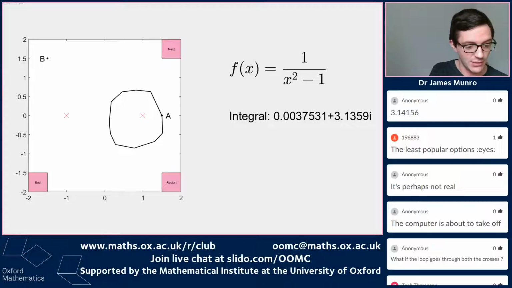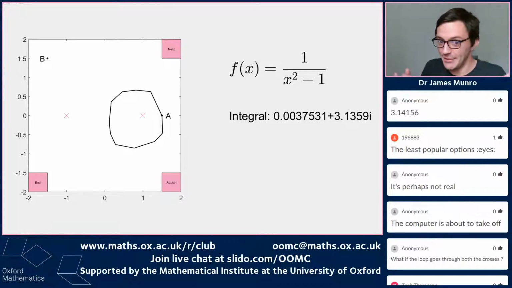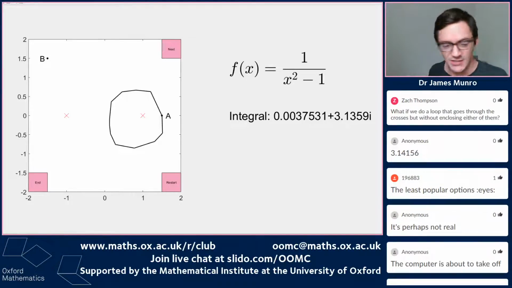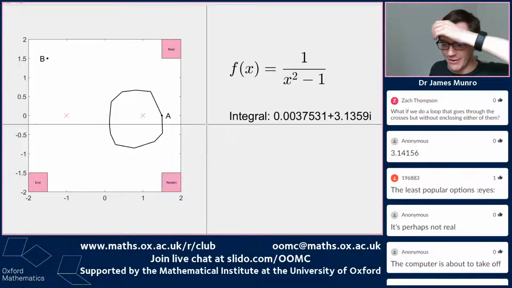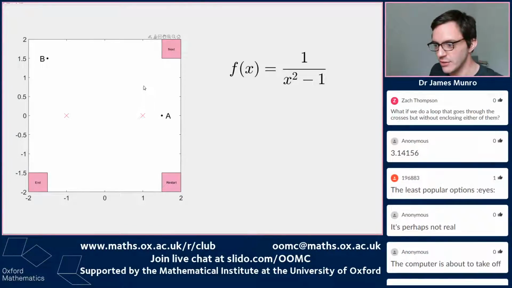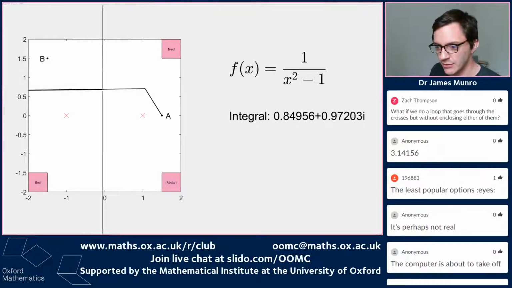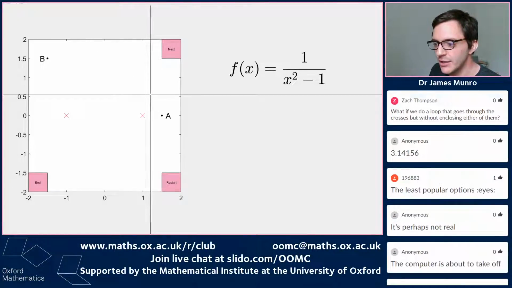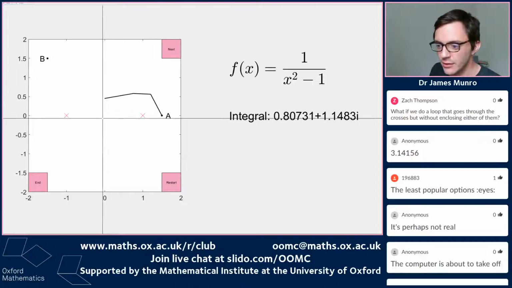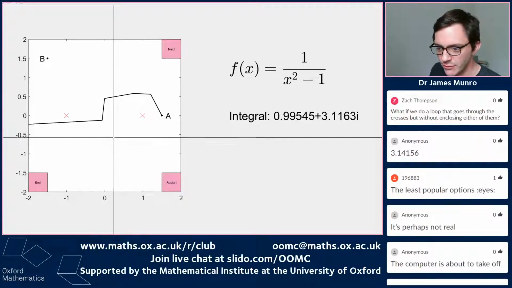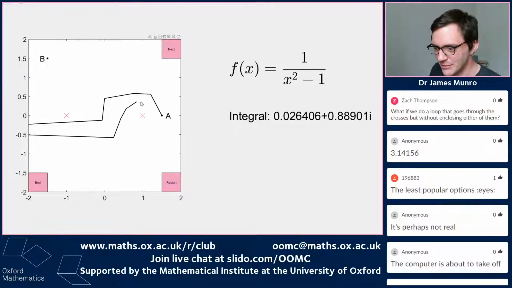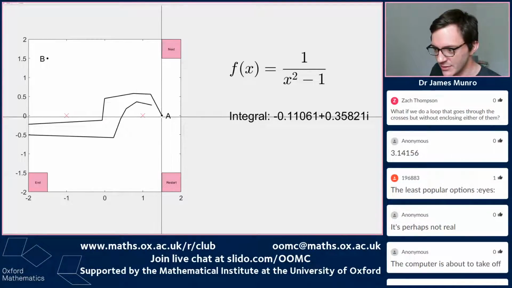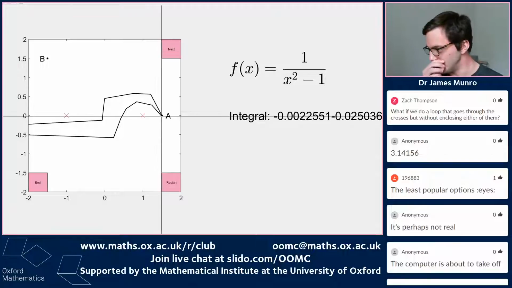So Zach wants to do a loop just to test this out. You know, you've discovered a magic mirror. You've got to do some tests. Zach wants a loop that goes through the crosses, but without enclosing either of them. Okay. So that would be like going over here, you're going to go kind of through, and then left quite a lot. But you don't want to cross them, so you don't want to enclose them. In that case, I get basically 0.